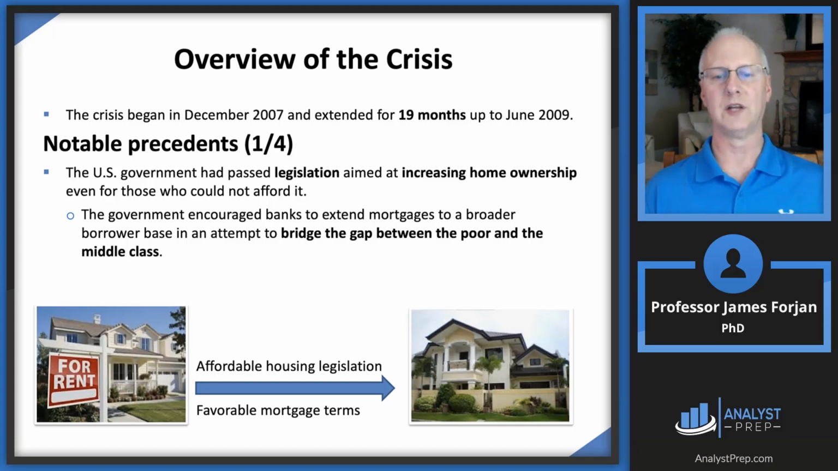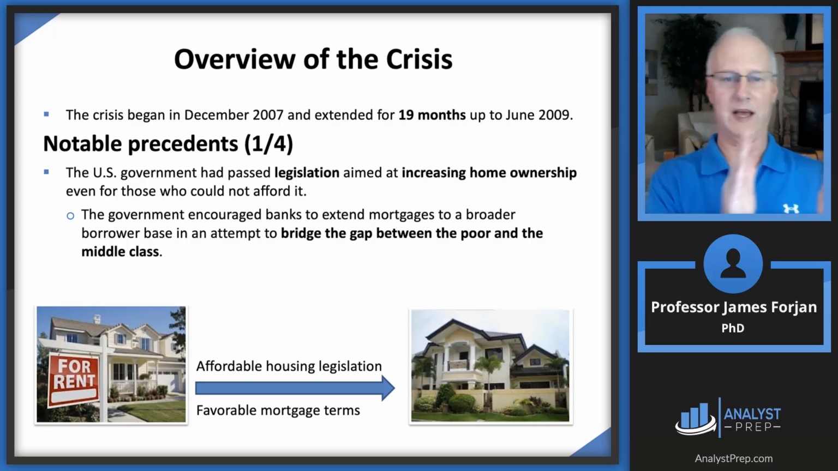Affordable housing legislation, favorable mortgage terms. So what does that mean, affordable housing legislation? That means that if you come in and apply for a loan, you don't have to have this much in income or this much in assets. All you have to have is this much or this much. So they lowered those rules.